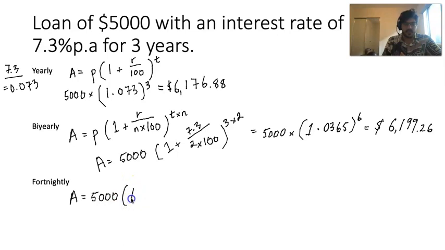times 1 plus 7.3 divided by, and it's going to be 26 fortnights because it's calculated each fortnight, so 26 times 100, so 7.3 divided by 2,600. Again, people see this and they think that is ridiculous. How can 7.3 be divided by 2,600?